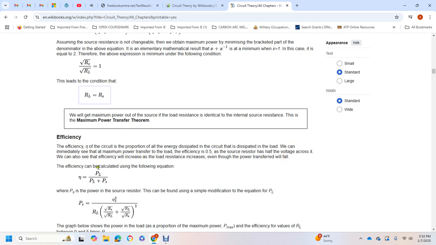Efficiency is calculated using the following equation: the efficiency of the circuit is equal to the power of the load over the power of the load plus the power of the source, P_S, the power dissipated in the source resistor. Use and simplify the equation.